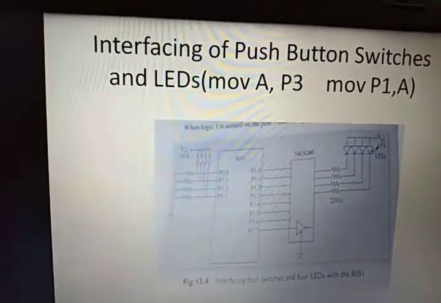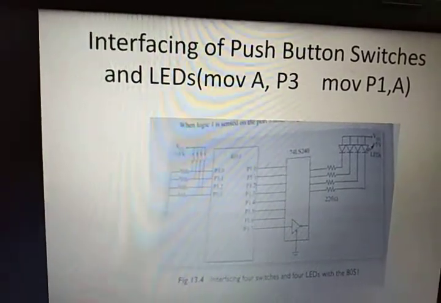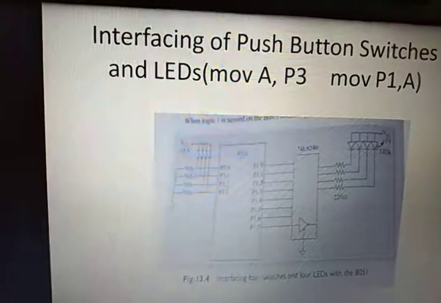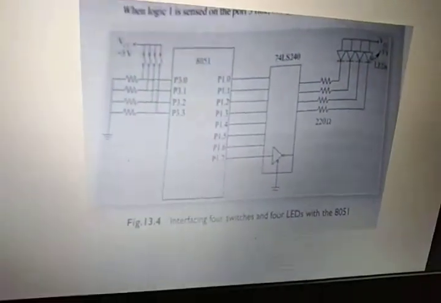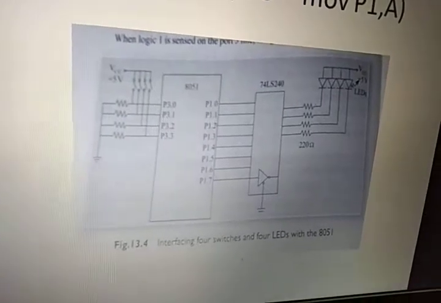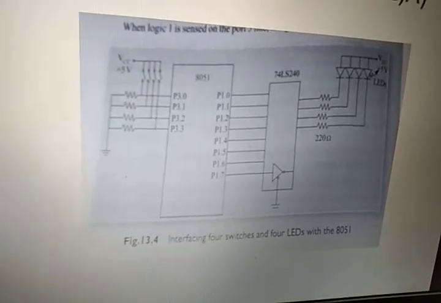Now we'll look at the second example, how to interface switches and LEDs. Here, on the 8051 microcontroller, for port 1 we are going to attach 4 switches. These are the 4 switches: P1.0, P1.1, P1.2 and P1.3. The 4 switches are connected to these 4 lines of port 1 in the 8051 microcontroller.